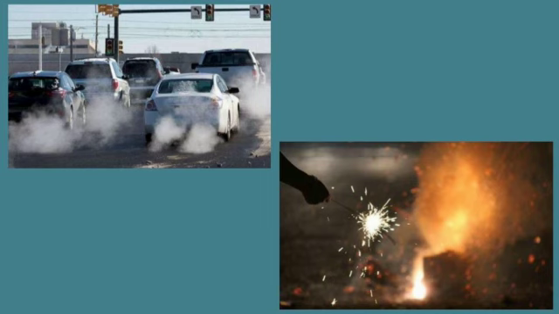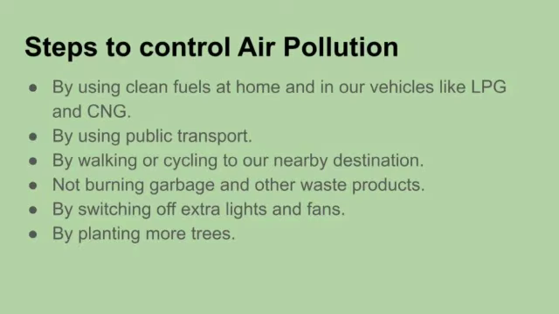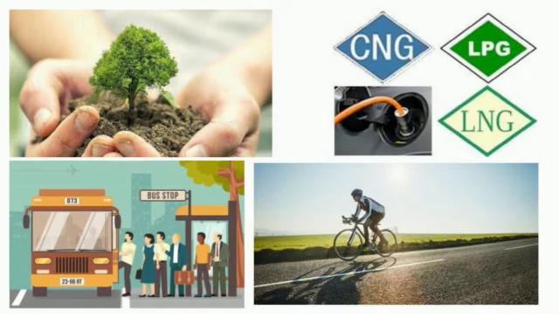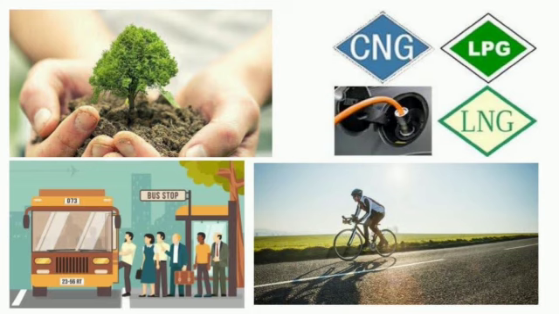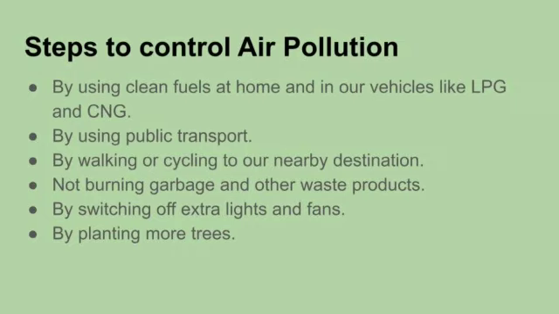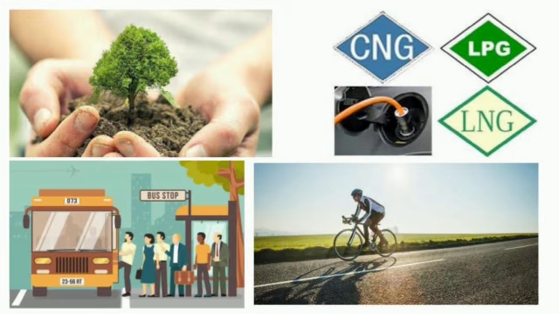Children, we all should follow certain steps to control air pollution, as it would be beneficial for all of us. Number 1, by using clean fuels at home and in our vehicles like LPG and CNG. Secondly, by using public transport. Third, by giving preference to walking or cycling to our nearby destinations. Fourth, by avoiding burning garbage in open areas. Fifth, by switching off extra lights and fans. And the last point that is very important, by planting more and more trees to control air pollution.